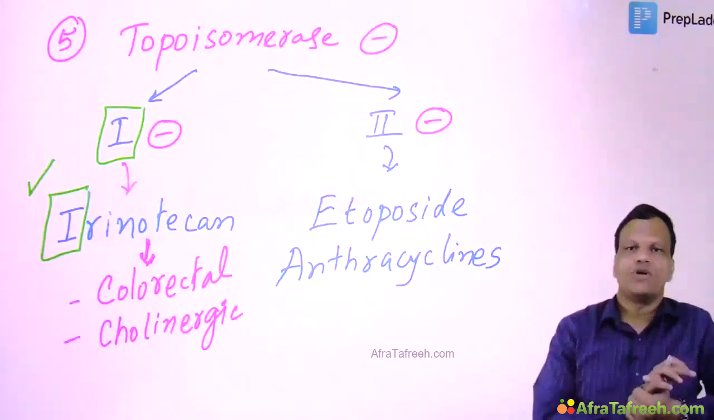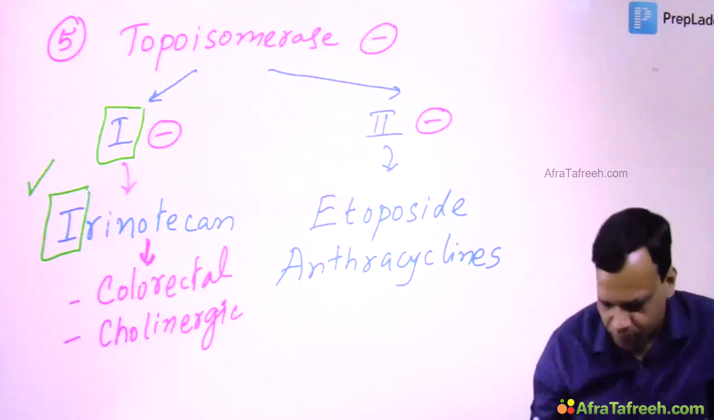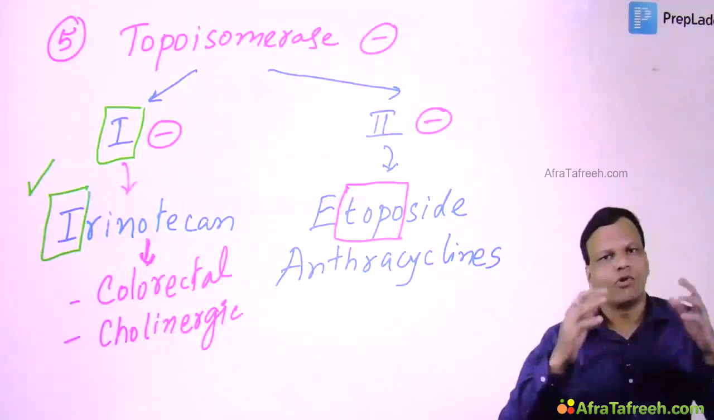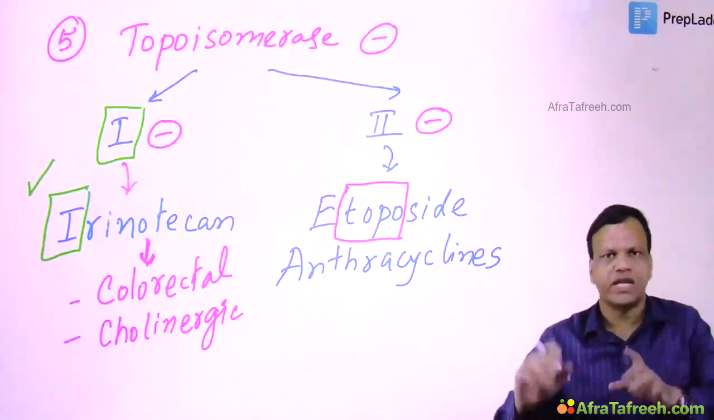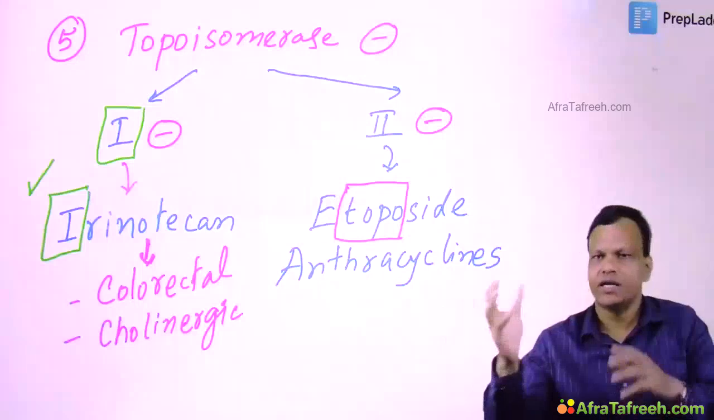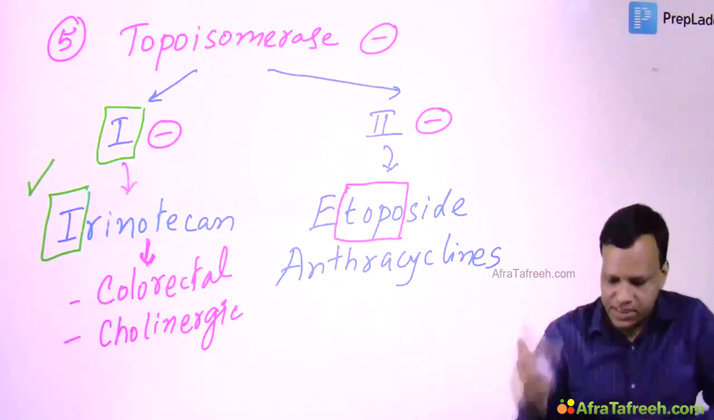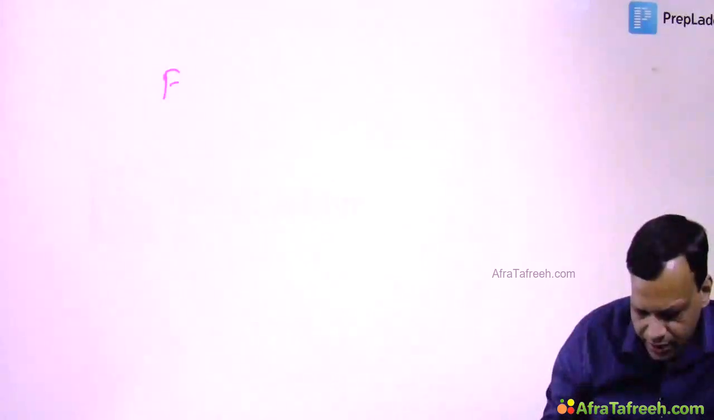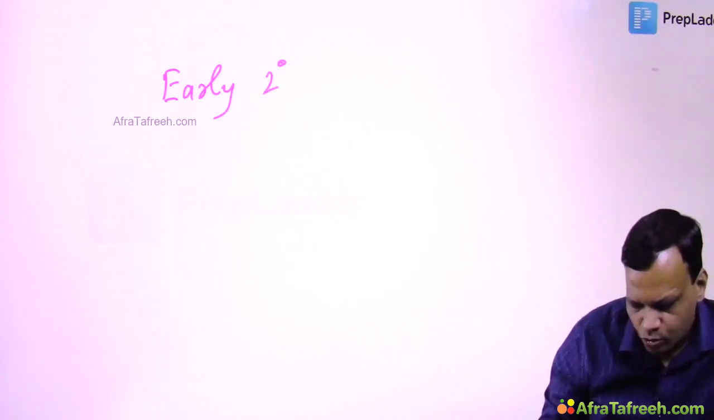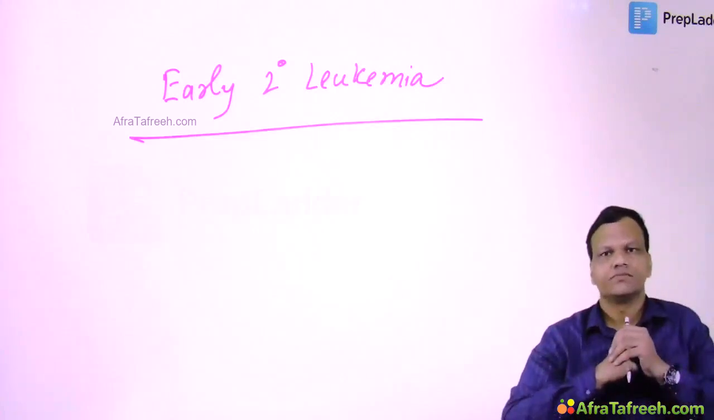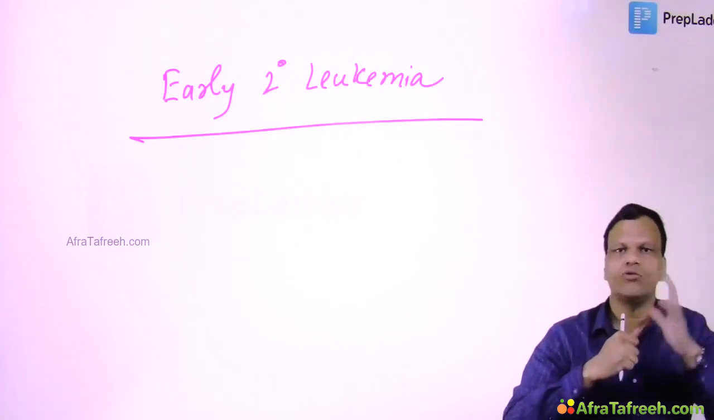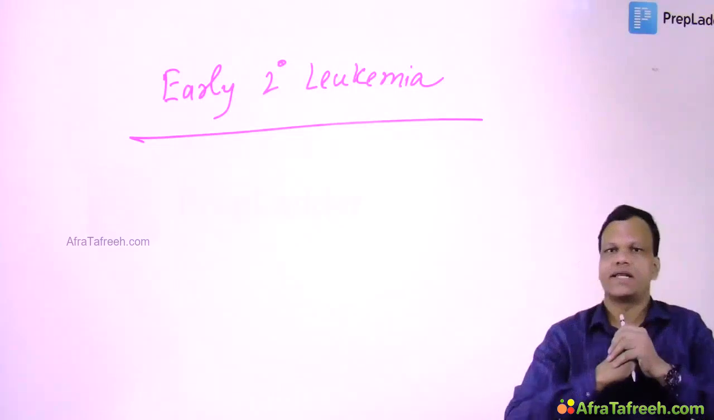Then coming to the topoisomerase 2 inhibitor etoposide, from the name you can remember it contains "topo" in the name. So it is a topoisomerase inhibitor. The name is not starting with I, that means it is not a 1 inhibitor, it is a 2 inhibitor, etoposide. Second thing, its name starts with E. E means it causes early secondary leukemia. Remember we discussed alkylating agents and platinum compounds, they also cause secondary leukemia. Etoposide also causes secondary leukemia.